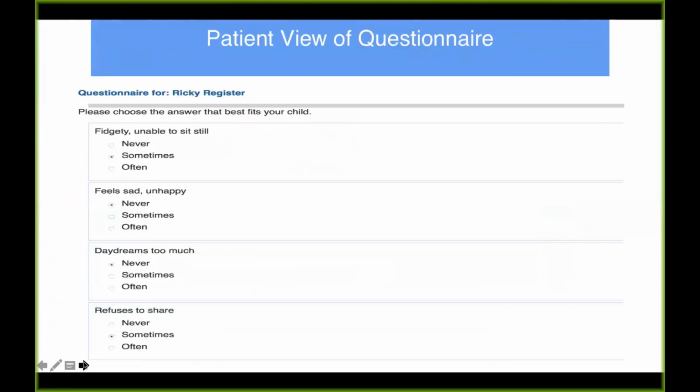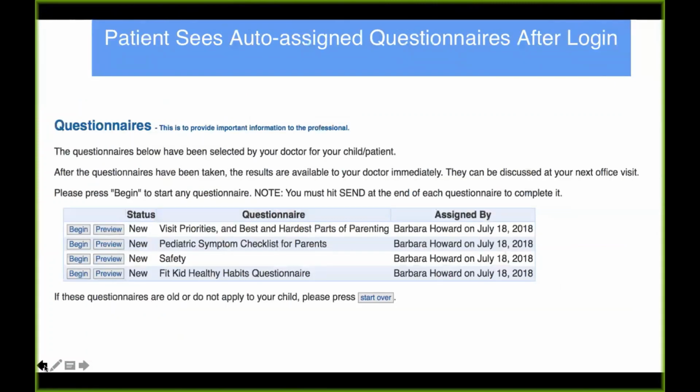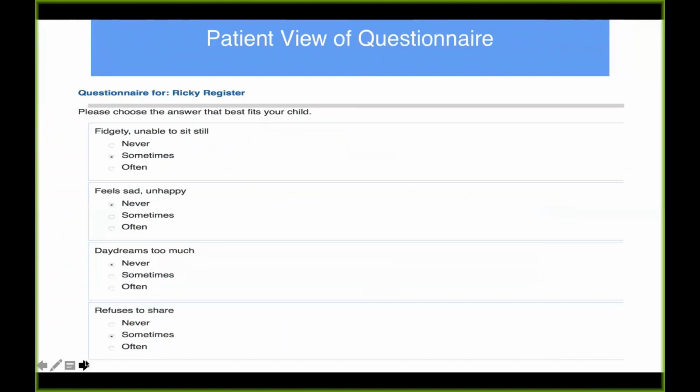Now, can I go back here? Yes, sorry, skipped a slide. So once the patient registers and logs into CHADIS, they immediately see a set of questionnaires. They can preview the tools, or they can just press begin, and then they immediately see tools to fill out. All they have to do is click off the radio buttons to be able to do those.